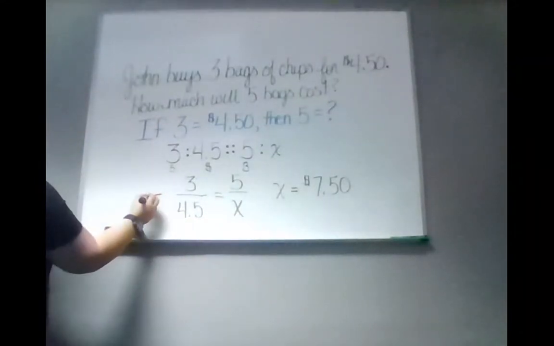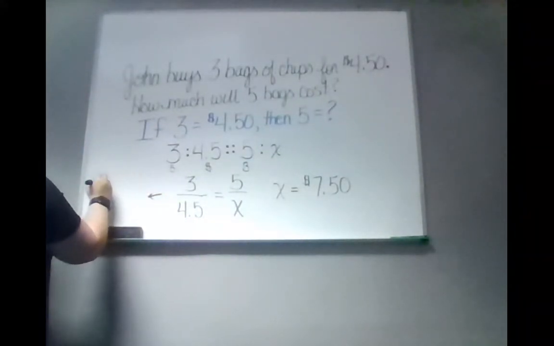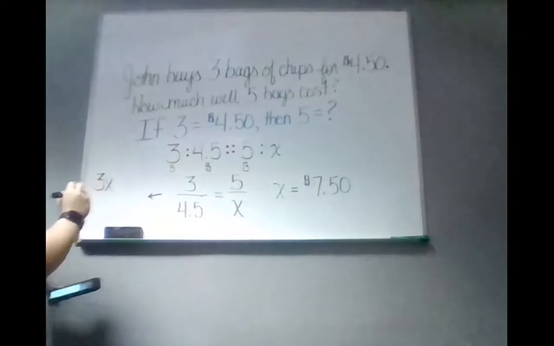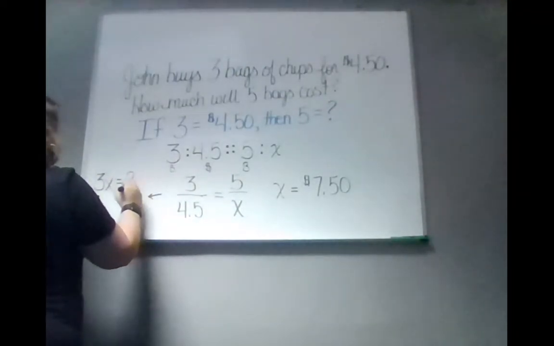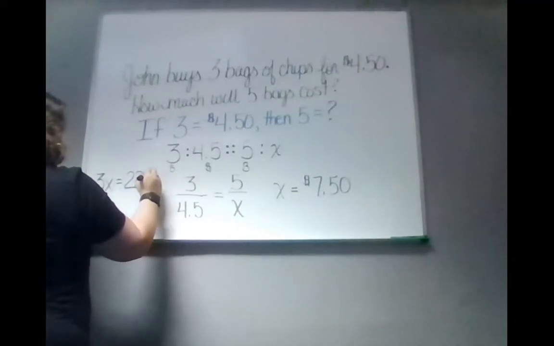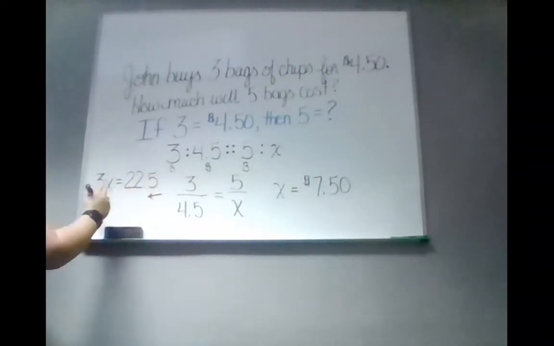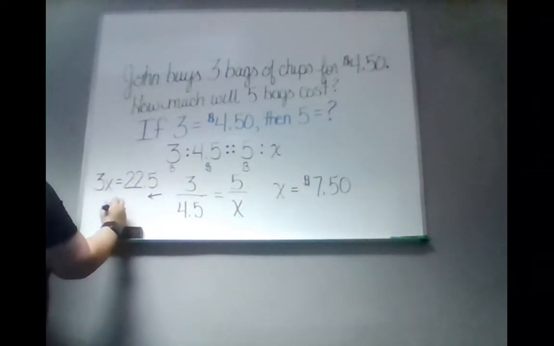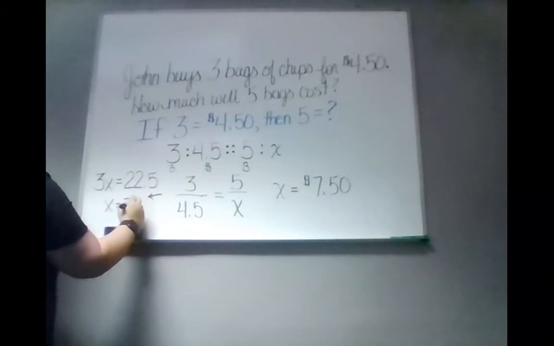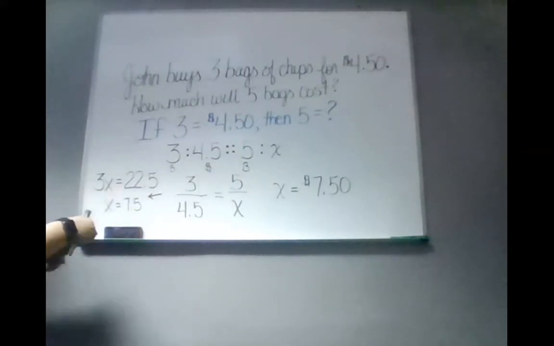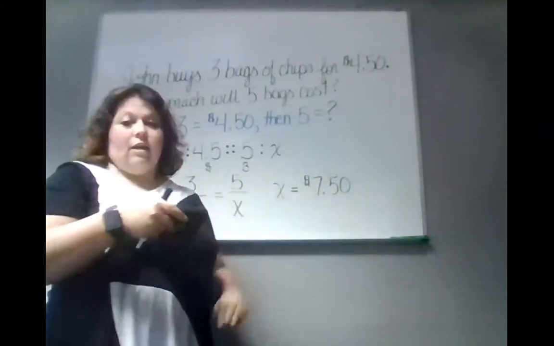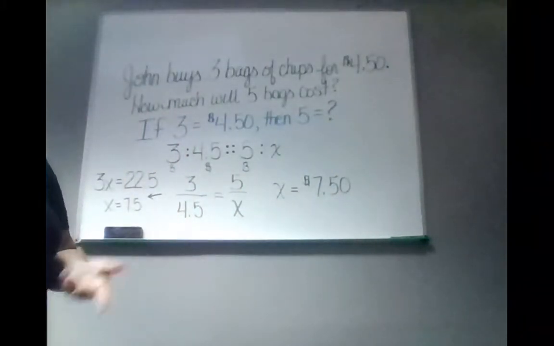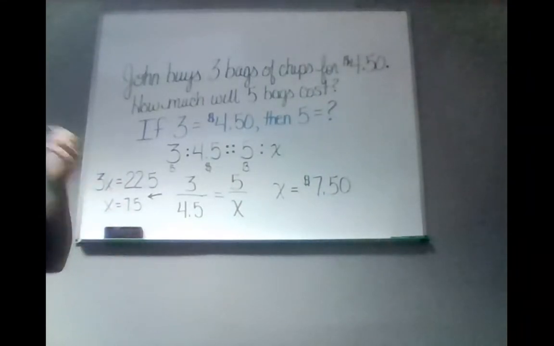If you did it the long way, it would be 3x. Oh, is this still on the camera? Okay, good. 3x equals 22.5. And then when you divide 22.5 by 3, you get the 7.5. But remember, we're playing around with money. So we're going to put it back into a $ sign and add that 0 at the end. So 5 bags of chips are going to cost $7.50.